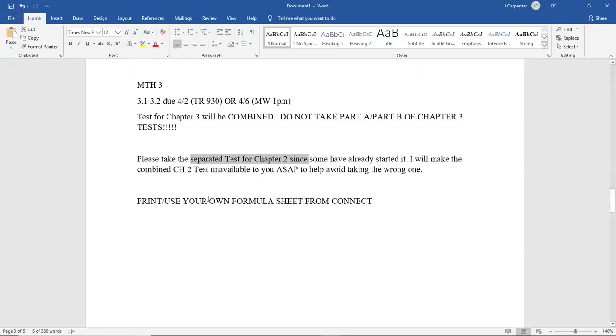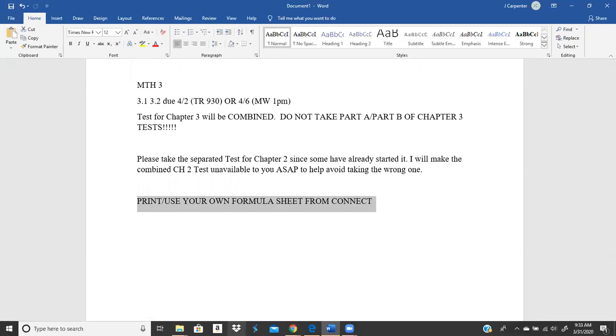Now, please remember that you are allowed and will want to use a formula sheet for both of those tests, in fact, as well as the final exam. But you'll have to print or use your own, and I mean, you can just pull it up as a PDF. There's no problem there.